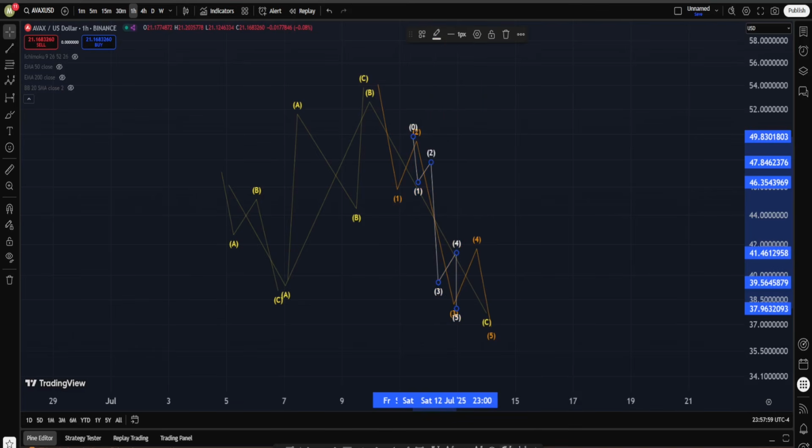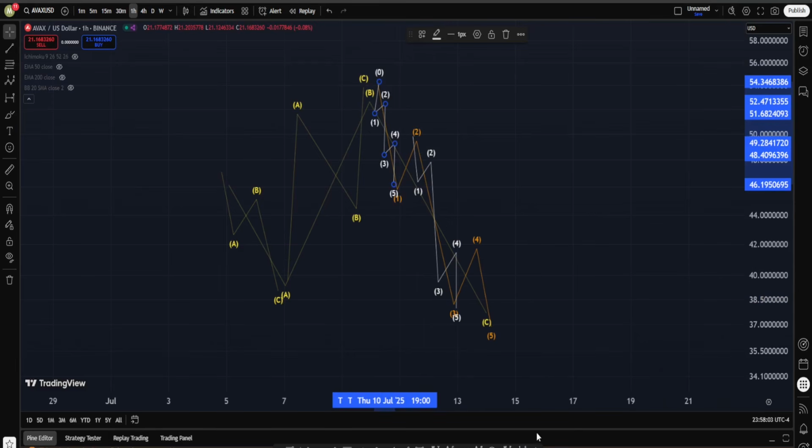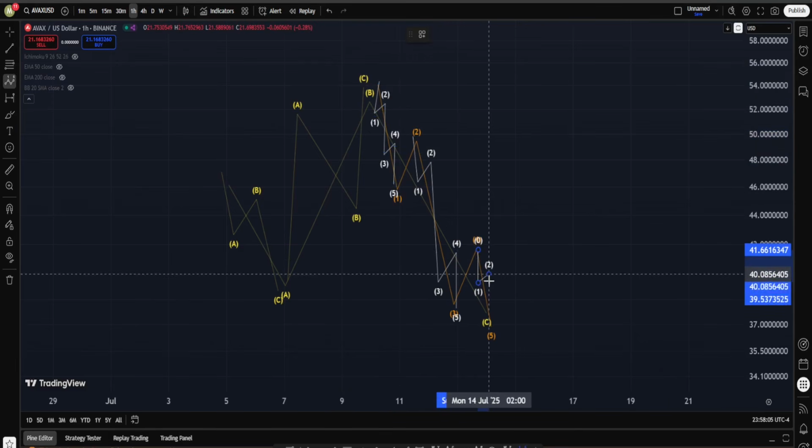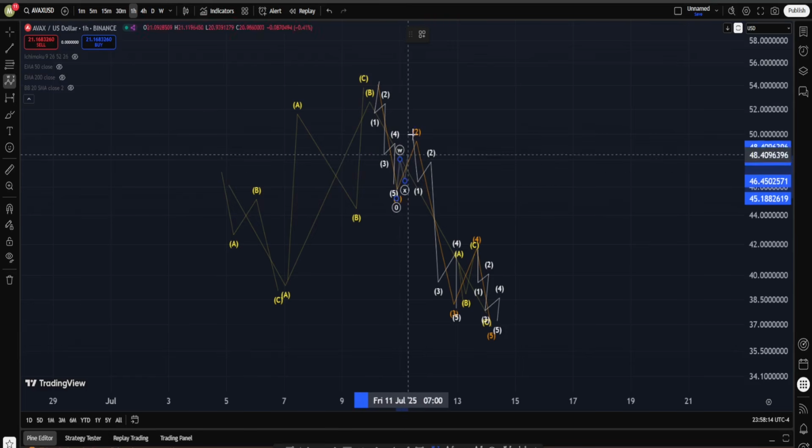Okay, let's change the colors. There we go. 5 down into wave 3 and 5. Okay, and for wave 2 and 4, we can have different scenarios. Not really important. Let's say sure, ABC into wave 4, and yep, a WXY into wave 2.